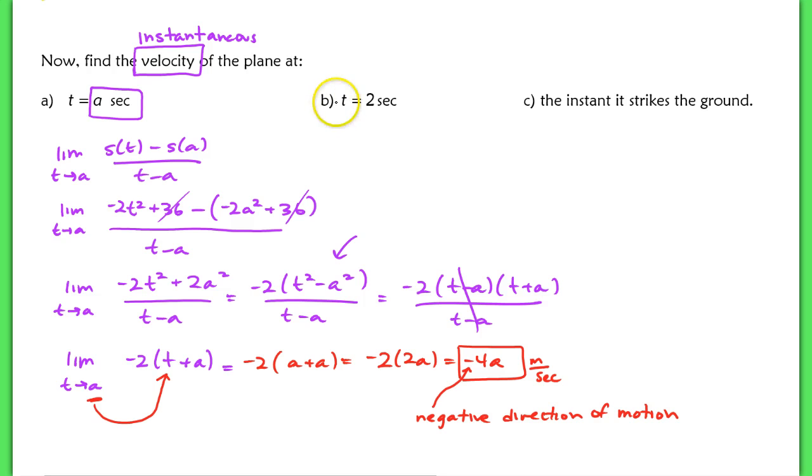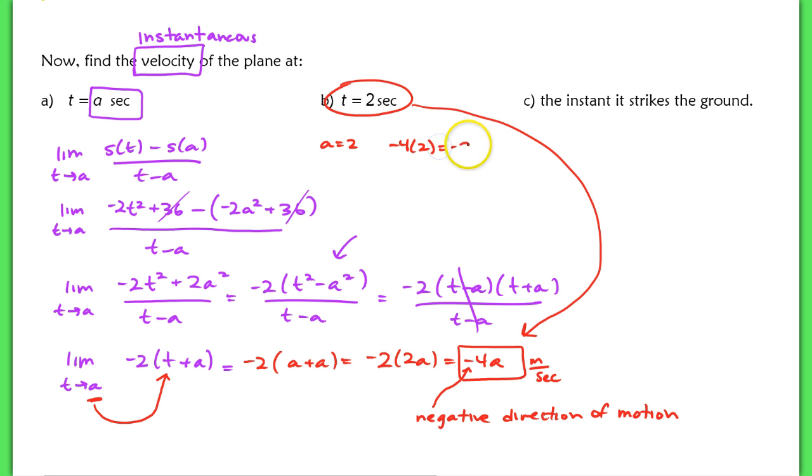Now, in part B here, we're asked to find the instantaneous velocity of the plane when time is equal to 2 seconds. And because we've already done this work of finding the instantaneous velocity at any arbitrary value of time, all I have to do is make a substitution here. So I'm just going to plug in 2 into negative 4a. If I evaluate here with a equal to 2, then I have negative 4 times 2. That gives me negative 8, and again, this is meters per second, okay? Now what this answer is telling me is that at that instantaneous moment, at time equal to 2, the plane is traveling at negative 8 meters per second. And again, this negative just means that it's falling, okay? It just indicates a direction.